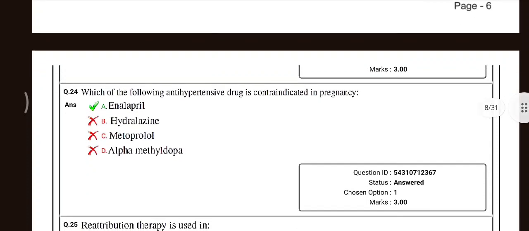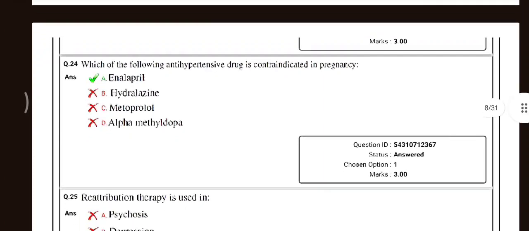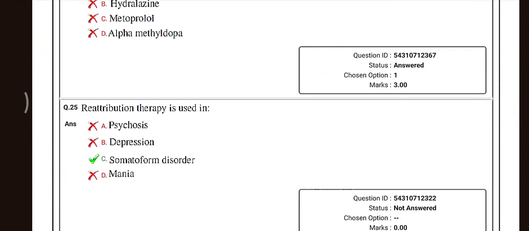Which of the following antihypertensive drugs is contraindicated in pregnancy? We have options like enalapril, hydralazine, metoprolol and alpha methyldopa. Alpha methyldopa, metoprolol and hydralazine are all given in pregnancy at different trimesters. The odd one out is enalapril, which is contraindicated in pregnancy. Reattribution therapy is used in somatoform disorder, not in psychosis, depression or mania.